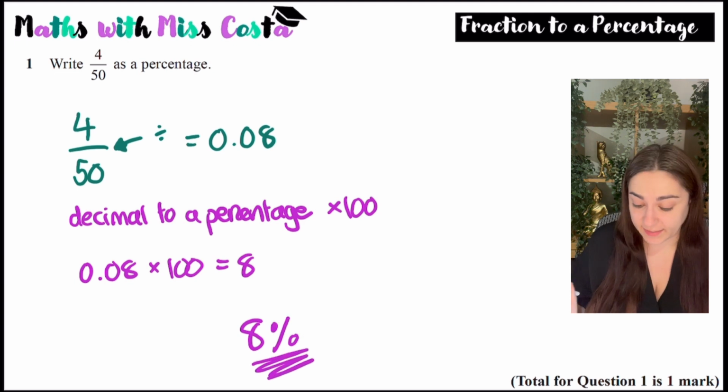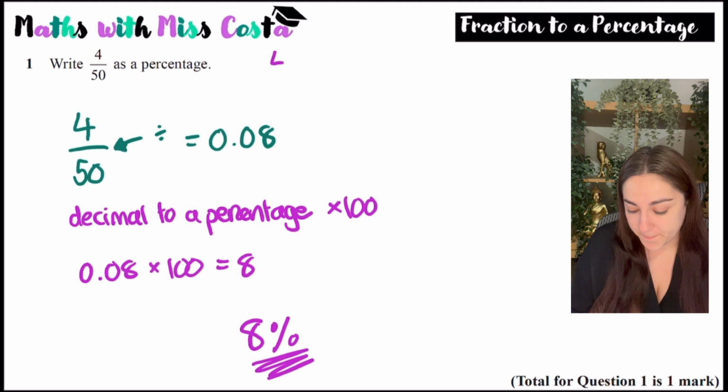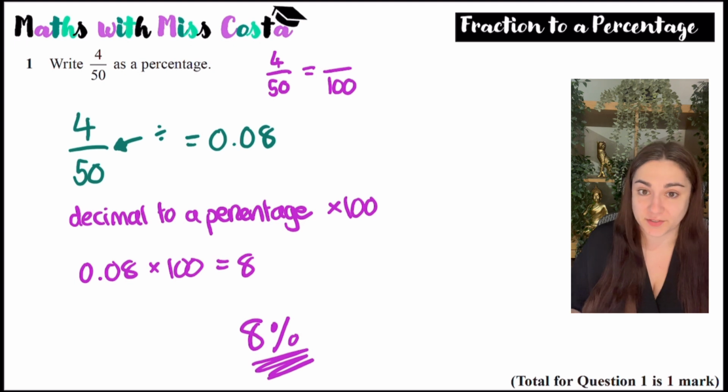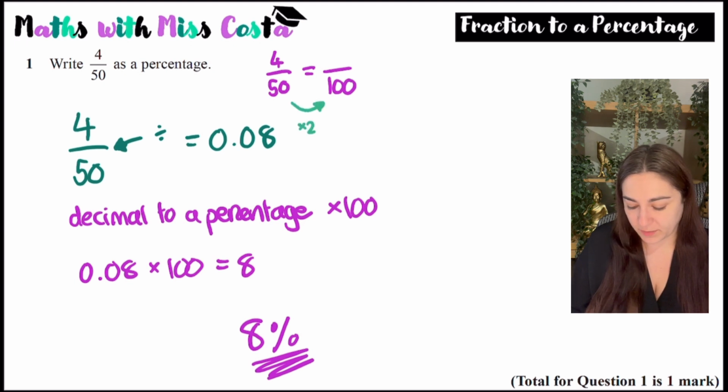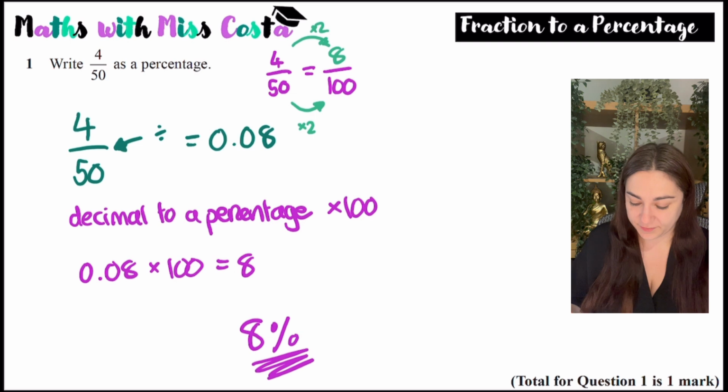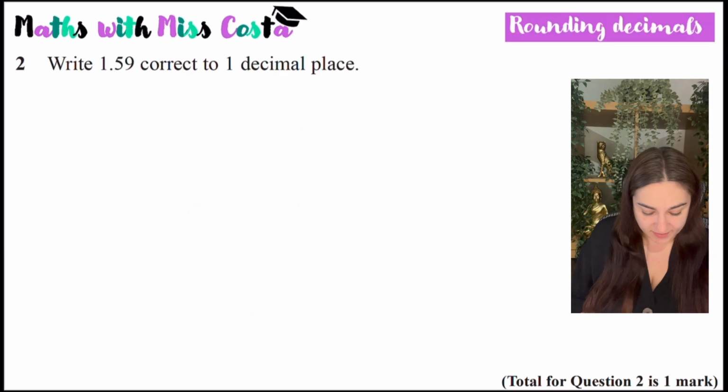Another way you could have done this, if this was the non-calculator paper, is when you're trying to express something as a percentage, you know that means you want to get it as a fraction out of 100. So you could have used equivalent fractions and recognized that 50 times 2 is 100. So if you did 4 times 2, that would give you 8/100, and that is 8%.